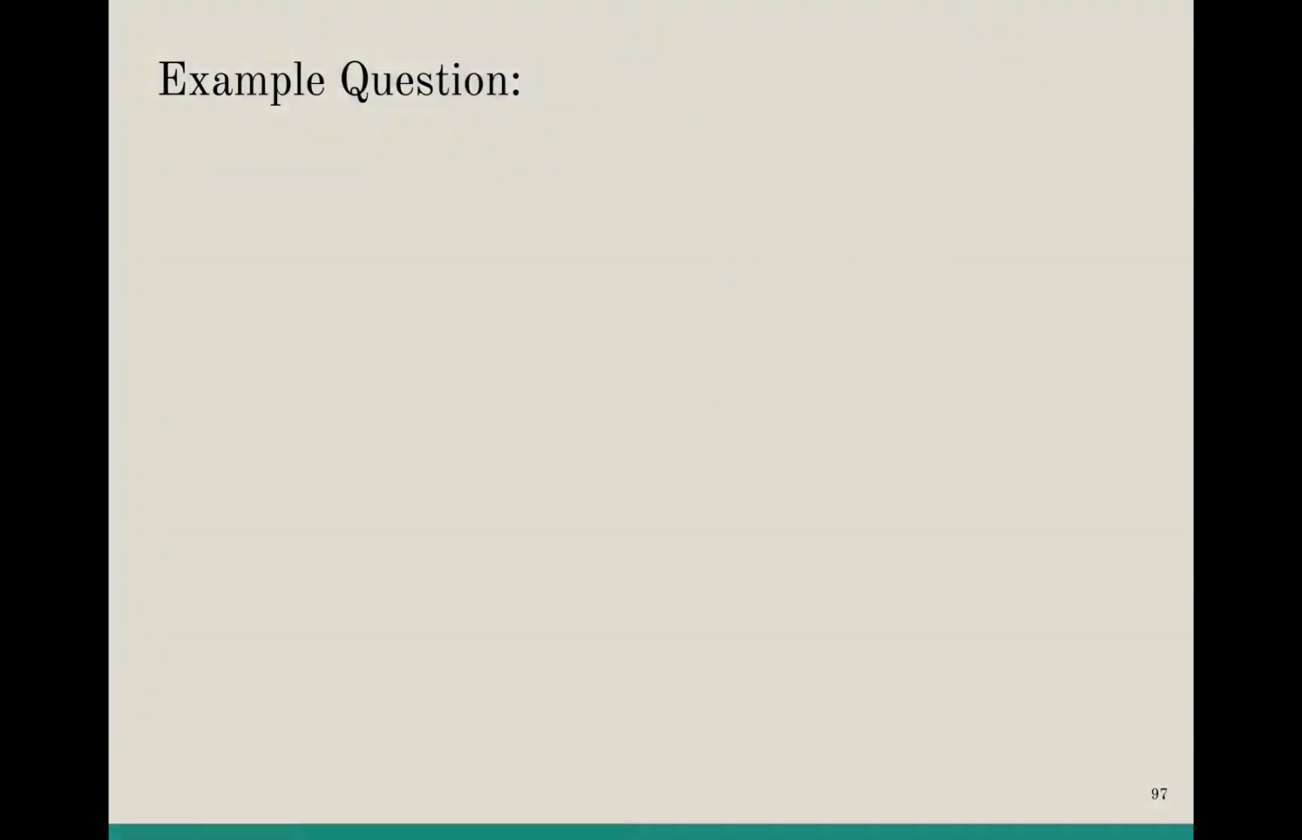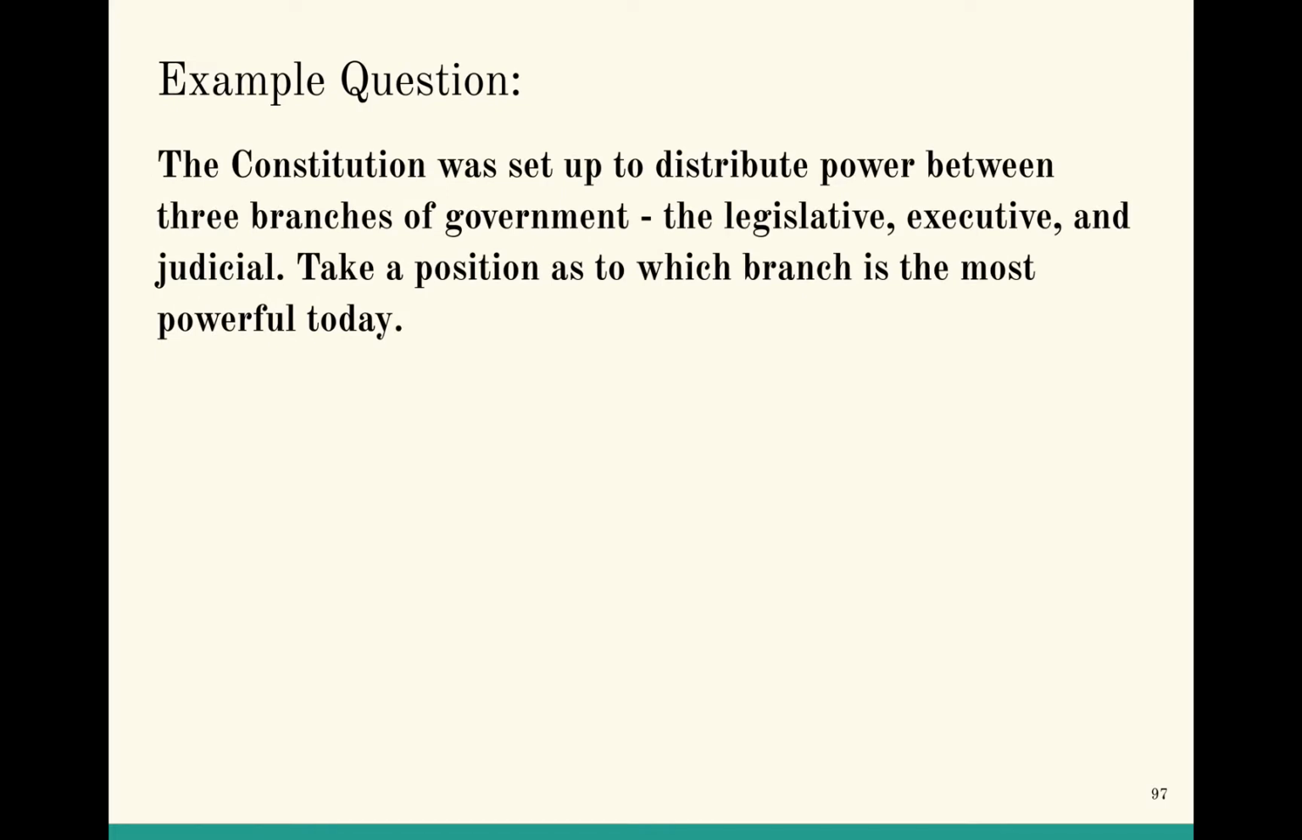So here's an example question. The Constitution was set up to distribute power between three branches of government: legislative, executive, and judicial. Take a position as to which branch is the most powerful today. So this question has given us three options. You have to pick for your claim if you want to support legislative, executive, or judicial, and your claim must also have a reasoning statement with it.